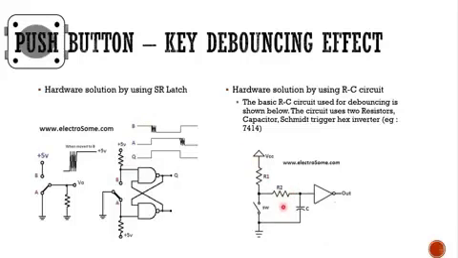The other one is building an RC circuit. An RC circuit behaves like a filter. This means it will filter out this spiking, the fluctuating signal here. It will filter it out, and only a clean signal like this one will go out.